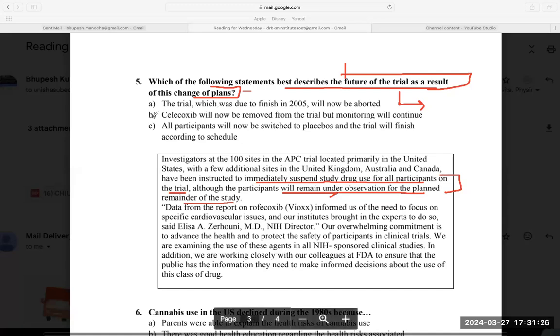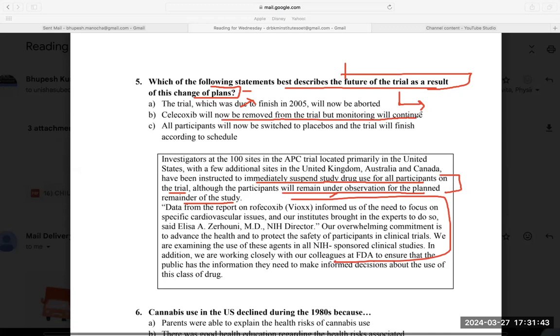So if you go onto this option, the trial which was due to finish in 2000 will now be aborted. 2005 or something like that, figures I cannot see on the top and over here as well. So I would not like to do A. Celecoxib will now be removed from the trial, but monitoring will continue. This is the line that is matching with this.